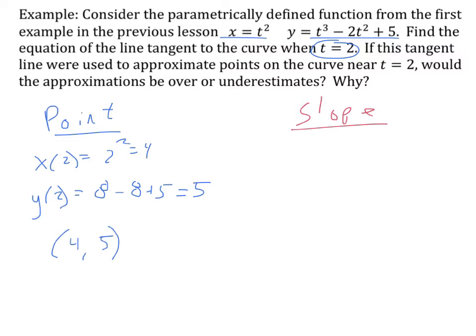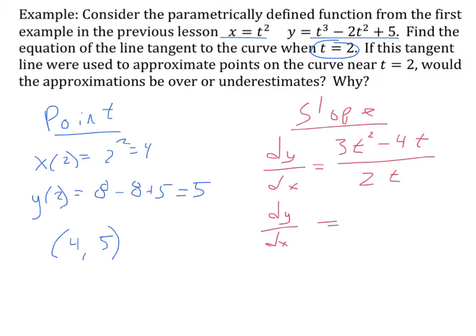Now to find the slope, I'm going to need the derivative. I'm going to need dy/dx. Unfortunately, we actually found that in the previous video, so if you want, you can go back through your notes and find that. Otherwise, you can just take the derivative quickly. It's not a difficult one. It ends up being (3t squared minus 4t) all over 2t. And we want to find this dy/dx when time is 2. So when time is 2, we're going to end up with (12 minus 8) over 4, which simplifies down to 1.